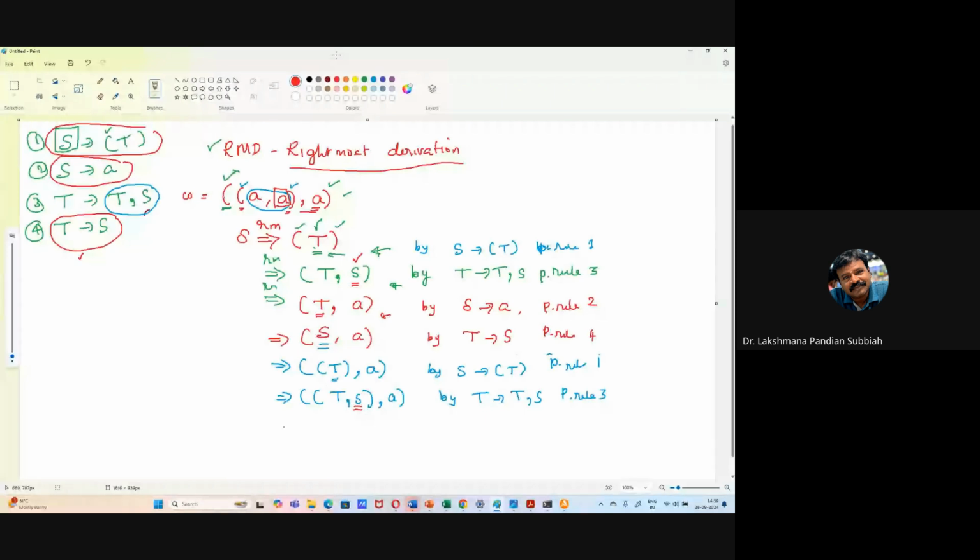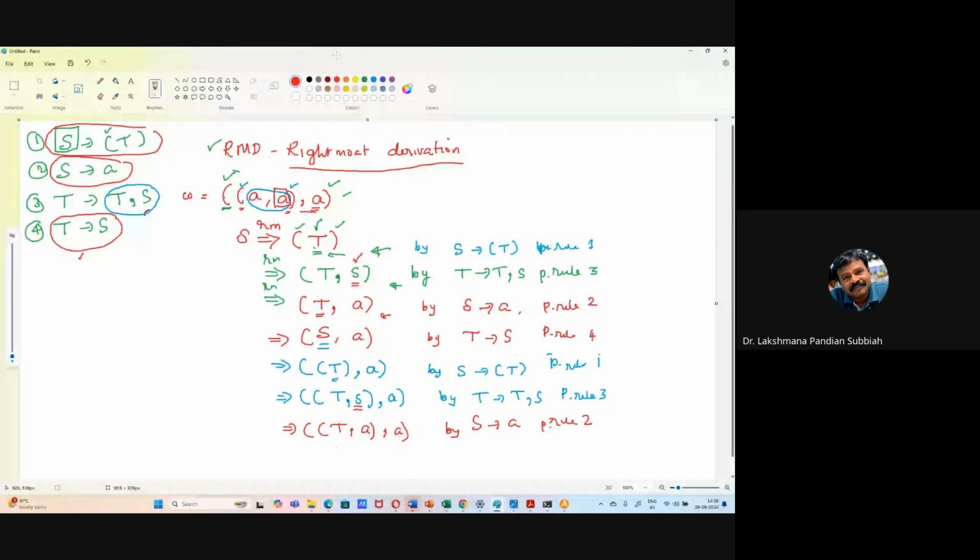Now you have to use S derives A. Open bracket T, close bracket T, comma, A, close bracket, comma, A, close bracket, right? So that one we are using now by S derives A, rule number 2. Production rule 2.